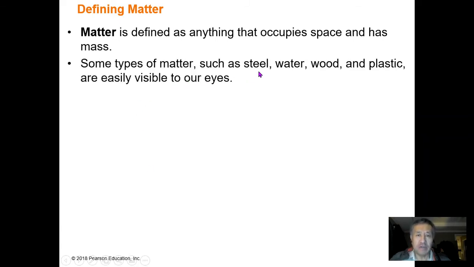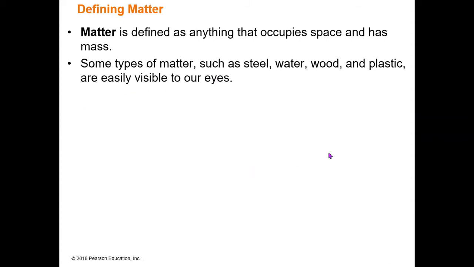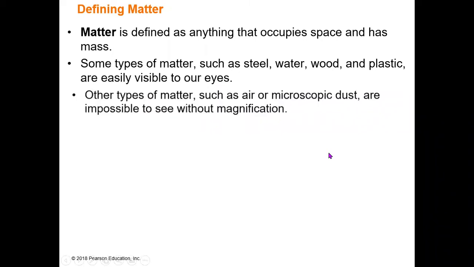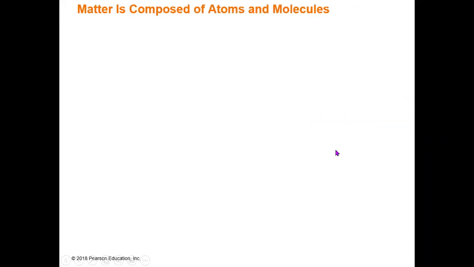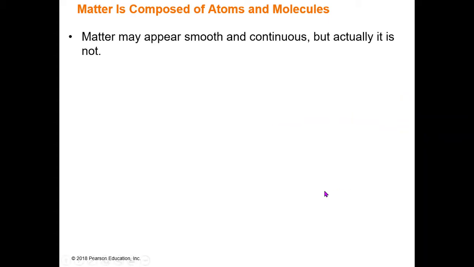Some types of matter, such as steel, water, wood, and plastic, are easily visible to our eye. Other types of matter, such as air or microscopic dust, are impossible to see without magnification. Matter is composed of atoms and molecules. Matter may appear smooth and continuous, but actually it is not.